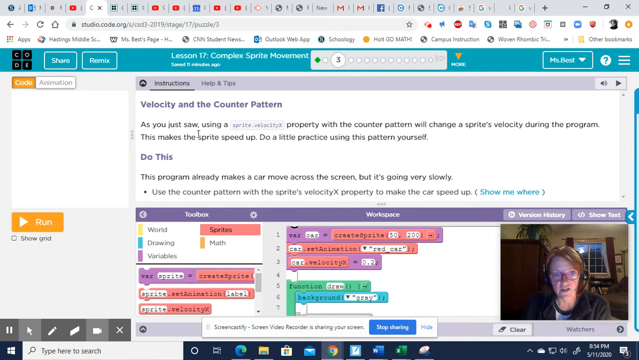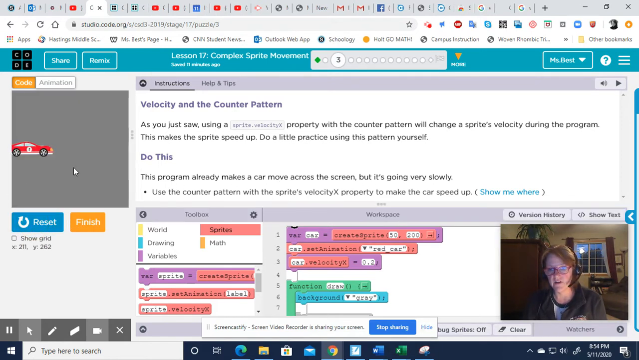All right, as you just saw, using sprite velocity x with a counter pattern will change the velocity during the program. So notice up here, as I'm looking at this code, the car's velocity is going to be set at 0.2. So it's going to travel at a certain speed. We're going to practice a little of this. It says this program already makes a car move across the screen, but it's moving very slowly. Oh my stars, look at this. This would probably cause road rage if you were behind a person like this.